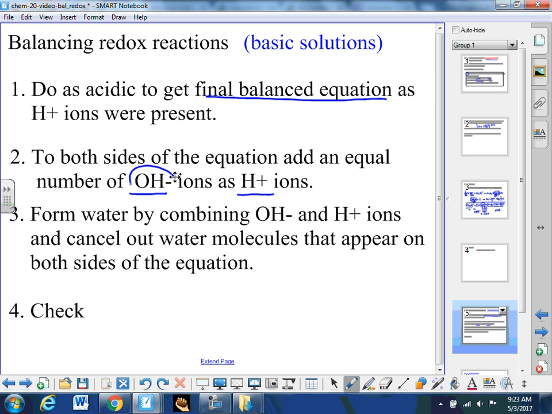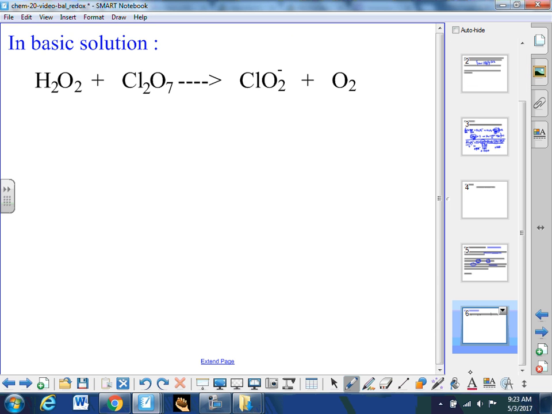When you add hydroxyl ions, hydrogen ions are going to form water. So you're going to form the water by combining those ions and then cancel out or reduce to get it to balance out. And again, the last step is to check the reaction. So let's do a basic solution.